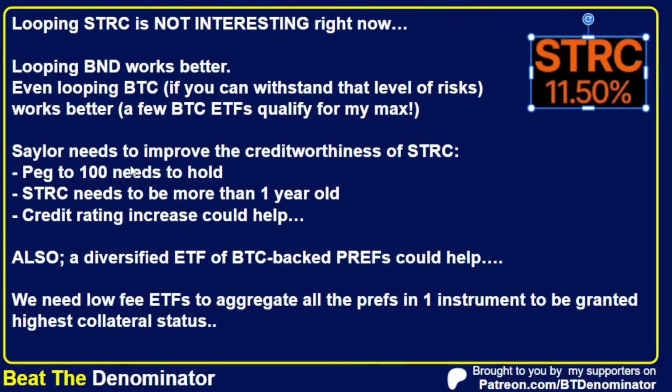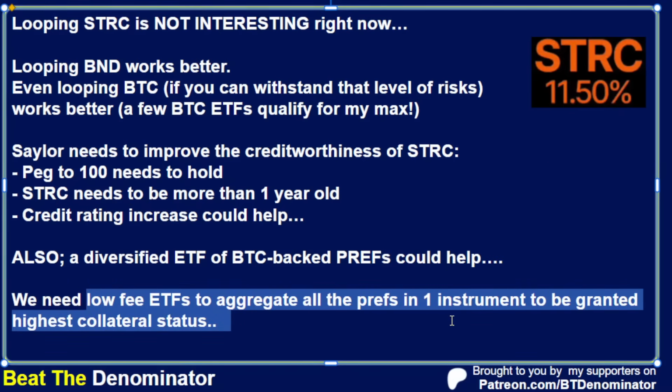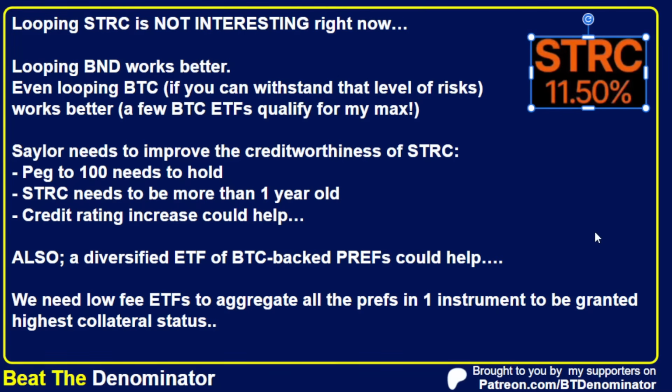If you wanted to do looping, then in that situation, a diversified ETF of Bitcoin-backed preferreds would be very helpful. Because if there were more of these DATs issuing these preferreds, and if there was a low-fee diversified ETF which just held them in a packaged way, in an indexed way, I think the broker would also treat this more favorably. So I do think we're going to need a low-fee ETF to aggregate all of the prefs in one instrument at some point. And when we get that, we're going to have a better collateral status. Now, the problem if you do that is that you lose the tax-deferred treatment.